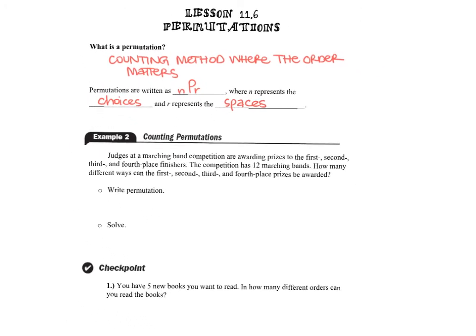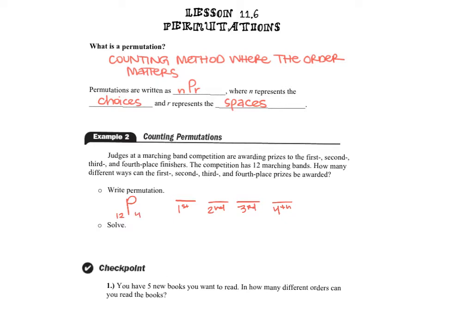All right, so let's think about it this way. We have a first place, a second place, a third place, and a fourth place. So if there's 12 bands in the competition, that's how many choices we have. So we're going to write this with a capital P, and my subscript on the left side is going to be a 12 because there are 12 choices of bands. And then there are 4 spaces to put them in, okay?